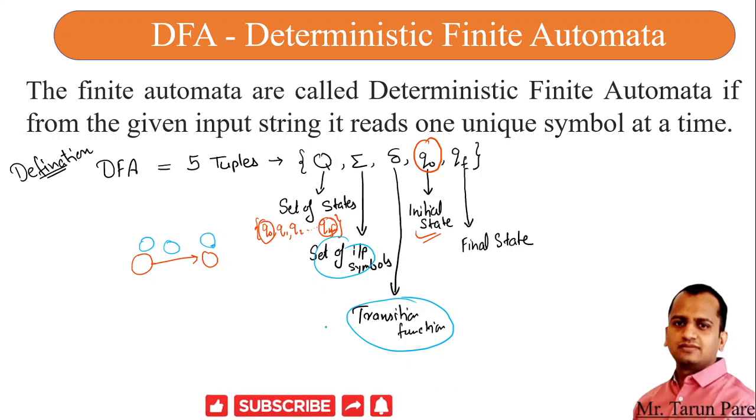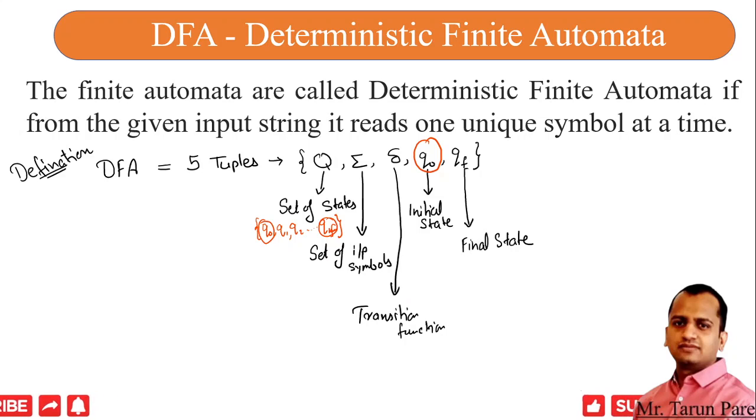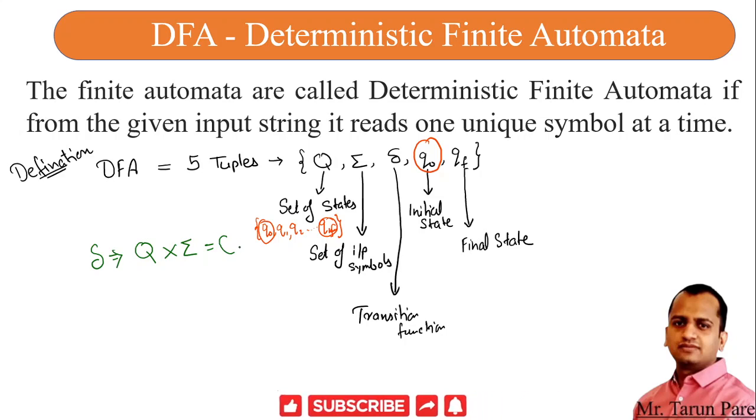Then what is the transition function? Let me discuss this concept also: the transition function is nothing but the movement of symbols from one state to another state. How do we explain that? See, the transition function delta is represented as q naught cross sigma equal to q.